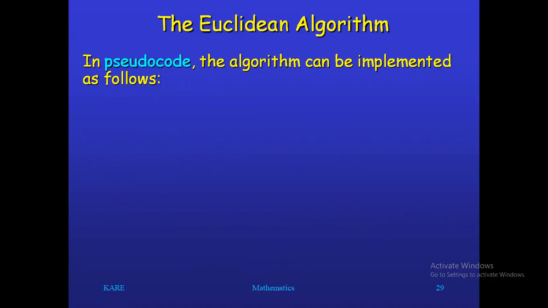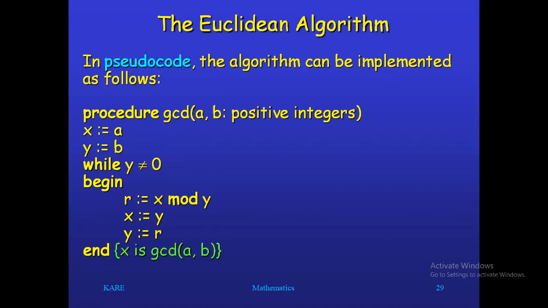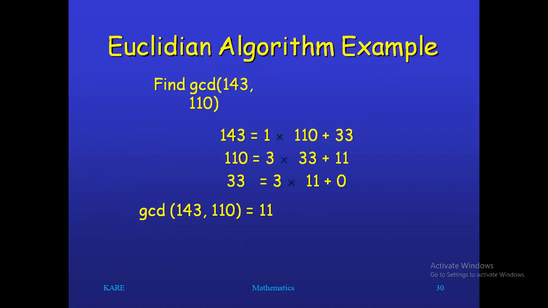In the pseudocode method, it can be implemented as follows. GCD of A, B, positive integers: X is equal to A, Y is equal to B, and while Y is not equal to 0, R is equal to X mod Y, X is equal to Y, Y is equal to R. You can enter this and go for this concept, and directly you will get the answer in the pseudocode method.